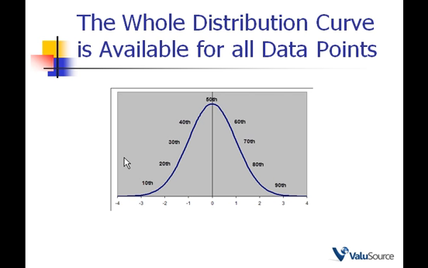With RMA Valuation Edition, you get the entire distribution curve. So instead of just seeing the average or the median, which is at the top of the curve, you get to see the entire curve. This also allows you to rank your subject company against RMA data, which is much more precise and much easier to explain.